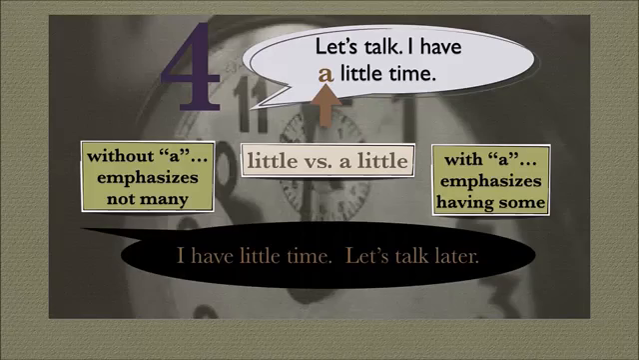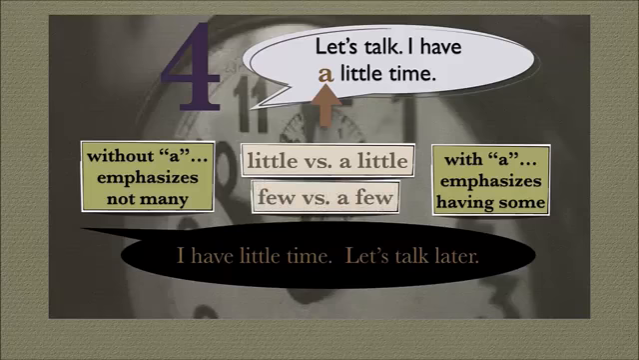Here's an example. I have little time. Well, let's talk later. If you just use little without a, that means that you really don't have much time. Whereas when you use a and say, let's talk, I have a little time, that means that you have some time to talk. Few versus a few is similar, except few and a few are used with count nouns. Now let's look at this in a different context.